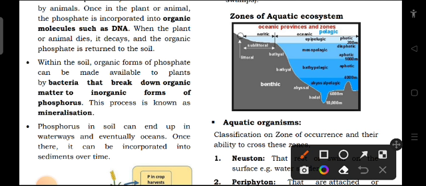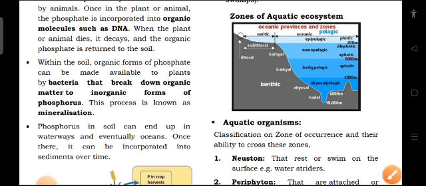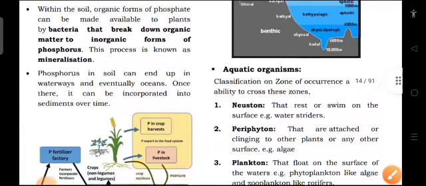And even here we have aphotic, then bathypelagic, mesopelagic, epipelagic, pelagic. So these are some of the various zones of the aquatic ecosystem. Now we'll talk about the aquatic organisms.